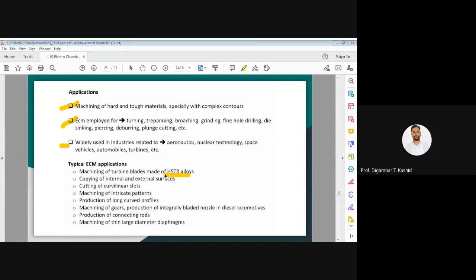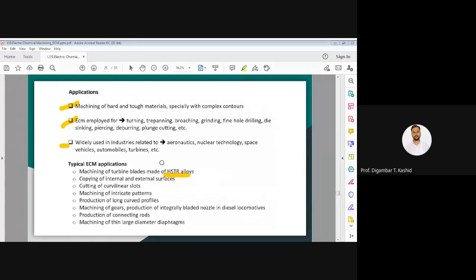Okay, then another typical application is that, as I have mentioned, you can use it for machining of turbine blades. In the turbine blade, so many complex surfaces are there. So the question arises: how to machine them by normal conventional machining processes? These turbine blades are made up of high strength, temperature resistant material. So these turbine blades are actually machined by this electrochemical machining process.